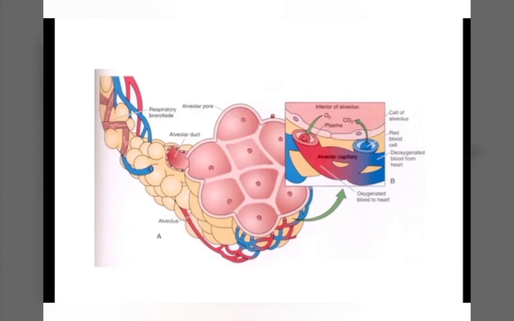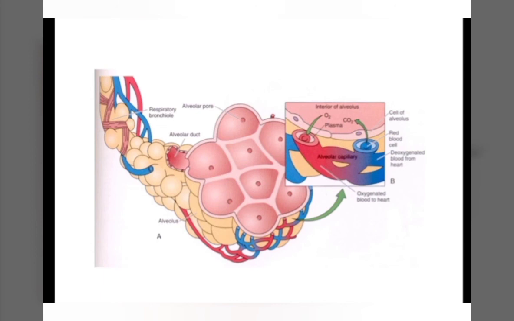Let's finish by talking about the blood supply of the lungs. The lungs have a double system of blood supply. There are pulmonary arteries and pulmonary veins, and there are bronchial arteries and bronchial veins. The pulmonary arteries are elastic arteries of large caliber which convey deoxygenated blood to the lungs for oxygenation.